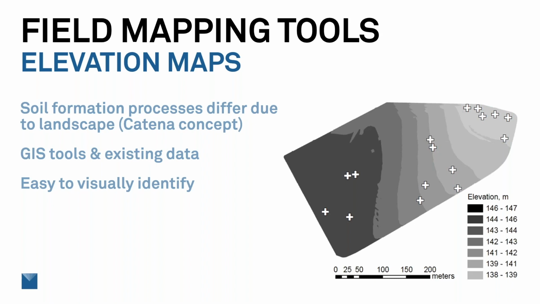And the nice thing about elevation maps is there's a lot of tools already available to help us characterize this. There are GIS tools available with existing data that we can use to characterize the landscape. It's also not very hard to go out and make these surveys. And really, ultimately, elevation and changes in landscape position are pretty easy to visually identify in the field without needing maps. So that's a good place to start.